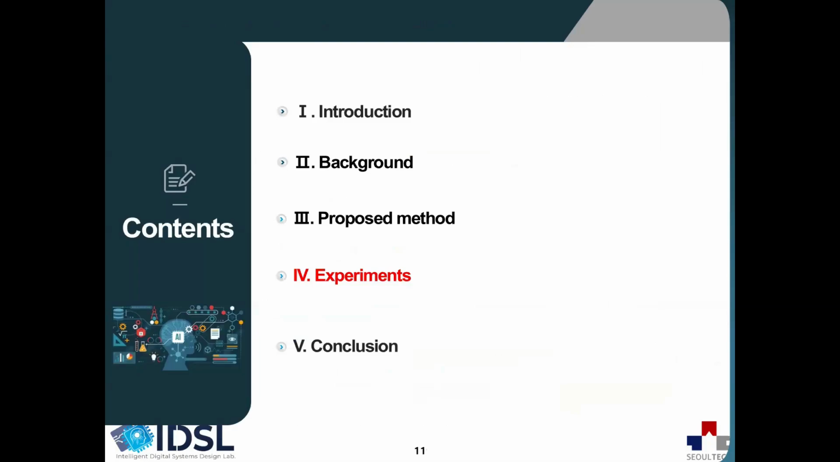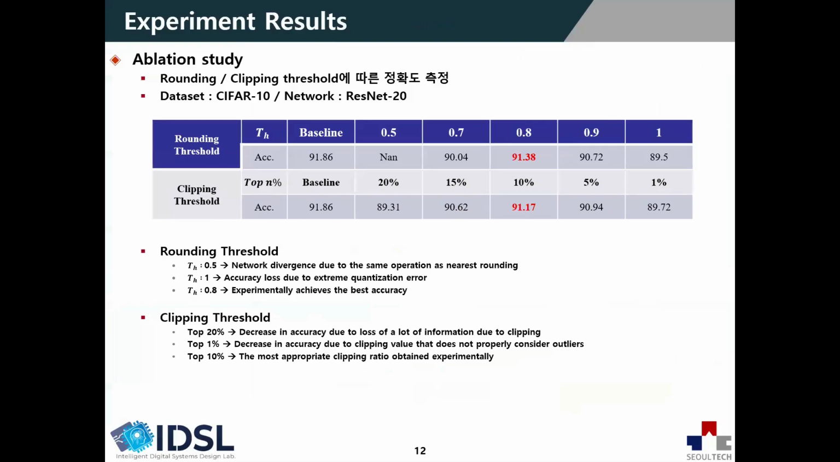Next is the experimental result. We use hyperparameters in the clipping value exploration method and rounding method. If the rounding threshold is 0.5, it will cause network divergence due to performing the same operation as nearest rounding. On the other hand, if the rounding threshold is 1, there will be accuracy loss due to extreme quantization errors. We found that a rounding threshold of 0.8 and a clipping threshold of 10% yield the best accuracy. If the clipping threshold is at a higher value, like 20%, it can decrease accuracy due to the loss of a significant amount of information from excessive clipping.